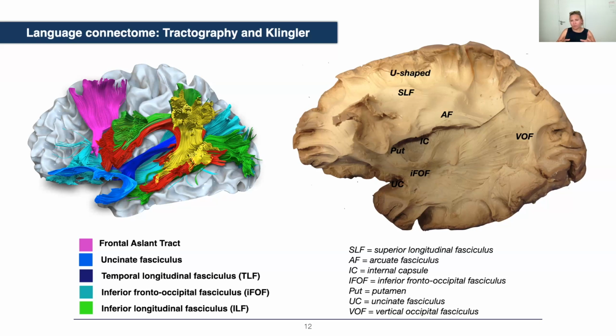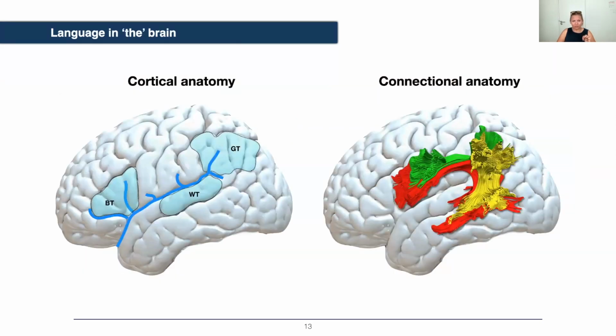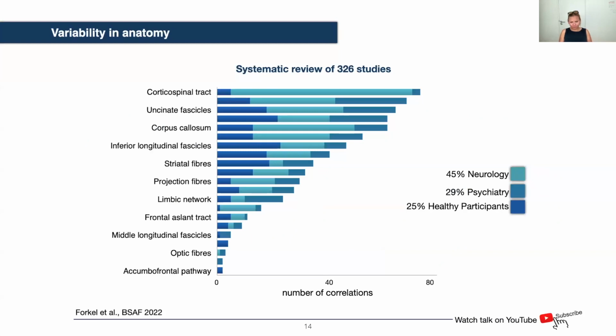So there's variability in the anatomy of the brain. Now, another problem that we have with this stereotypical view of language in the brain is that we recently did a review of the literature looking at 326 studies that looked at structural variability and differences in cognitive functions in healthy controls, neurological and psychiatric patients. There are three things that we learned from the study. The first is that most of what we know about the function of the white matter has actually been described in brain pathology. We can see that as 45% in neurological and neurosurgical patients, 29% in psychiatric patients, and only about 25% of the studies were conducted in healthy controls.